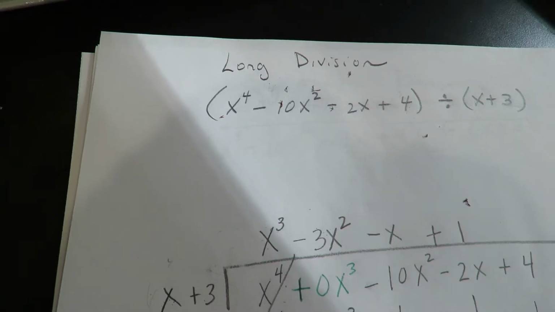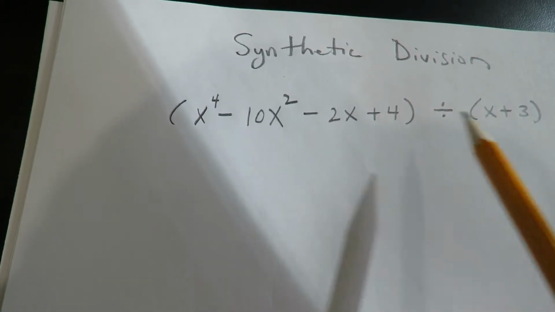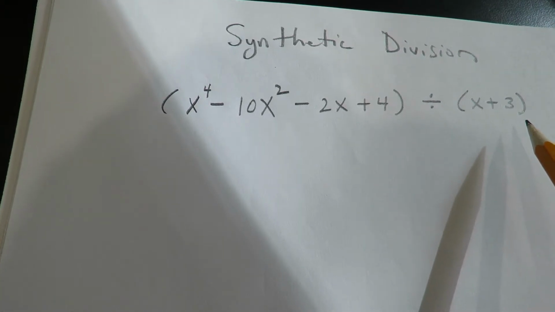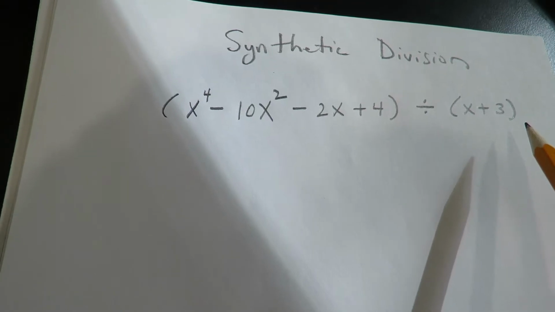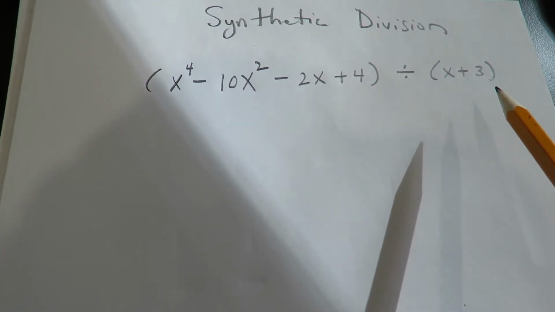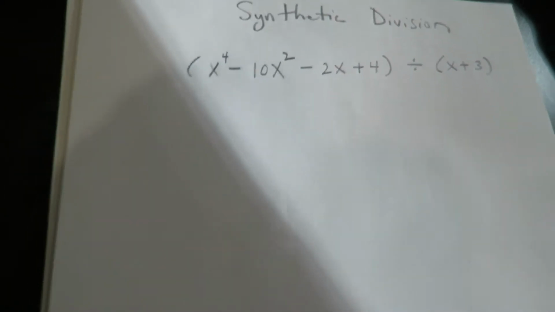With synthetic division, your divisor can only be linear. If it is not linear, you can't do this technique. So what I tell the students is long division is sort of similar to the quadratic formula, where the quadratic formula always works, and synthetic division is like factoring. If it works, it's fast, but it only works in certain scenarios. So it's sort of like that.